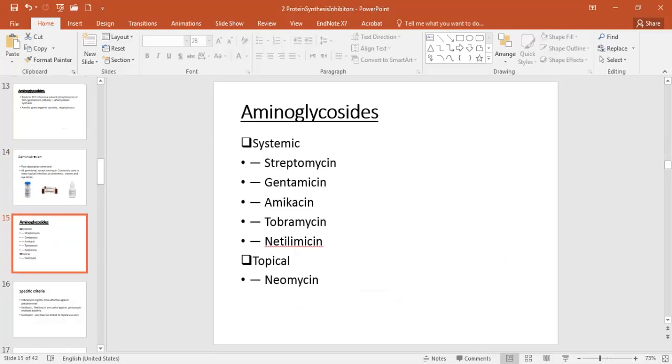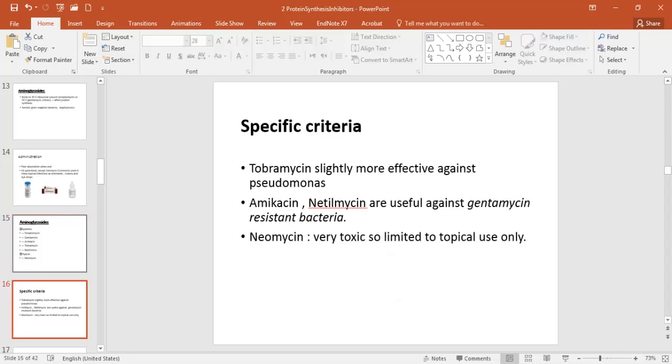Well, aminoglycosides, as we said, they are for injection and thus they cause systemic effect, and this includes streptomycin, gentamicin, amikacin, tobramycin and netilmycin. بينما topical aminoglycoside هو neomycin. There are some specific criteria for these drugs اللي هي إنه tobramycin slightly more effective against Pseudomonas. Amikacin and netilmycin are useful against gentamicin resistant bacteria.